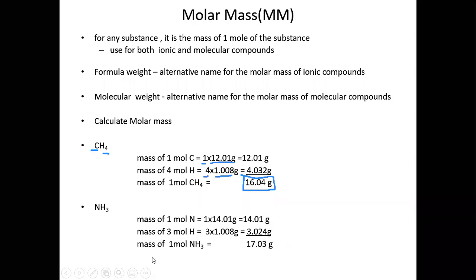We look at NH3. We see we have 1 nitrogen. The molar mass is 14.01. And again, this mass comes from the periodic table. It's usually the number below the element symbol. So that's where that 14.01 comes from, the 12.01, the 1.008. These come from the periodic table. Then we have 3 hydrogens times the molar mass of hydrogen. We get 17.03 grams per mole.